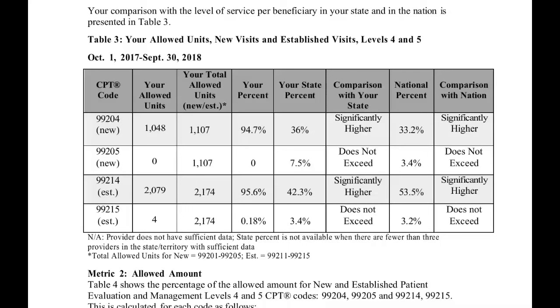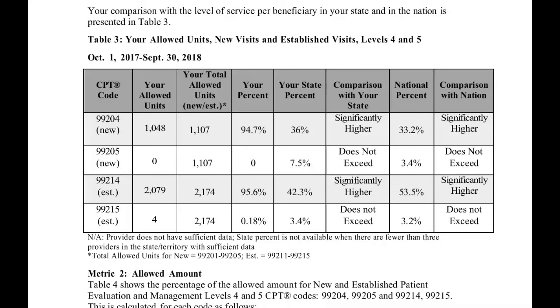And it's going to come up again, but I'll go through 99205. This provider had 0 allowed units. They never billed a 99205. So again, the new patient visit total is the same as it was above with 99204. And of course, with a 0 in the allowed units, their comparison for 99205 does not exceed the national or state average.